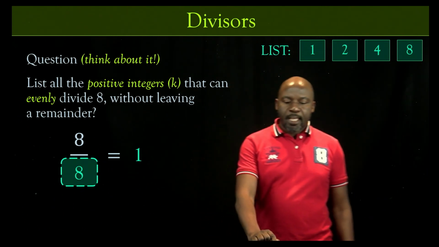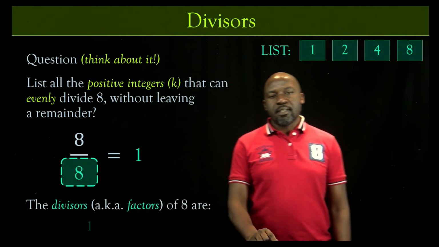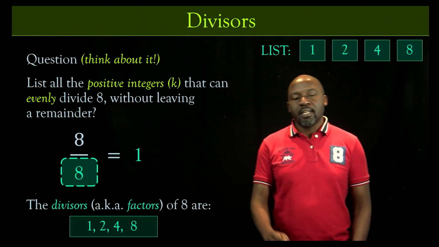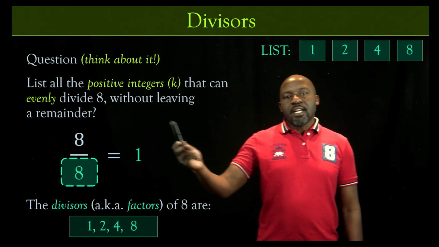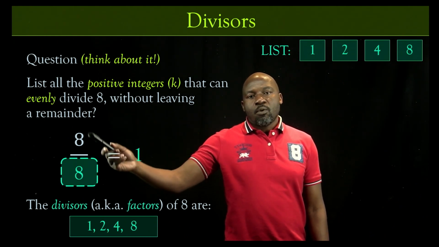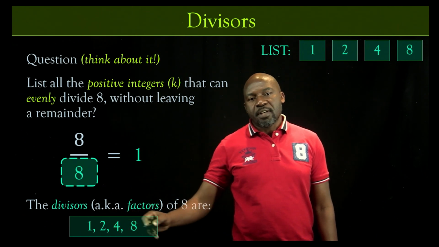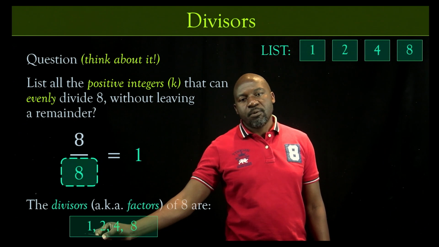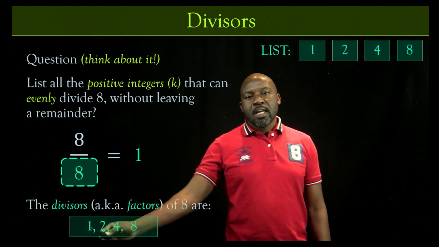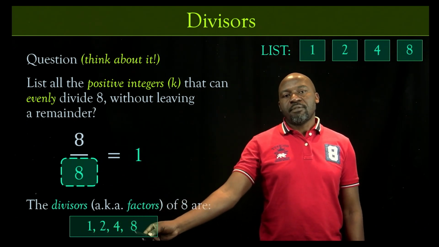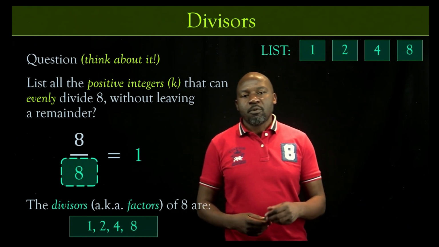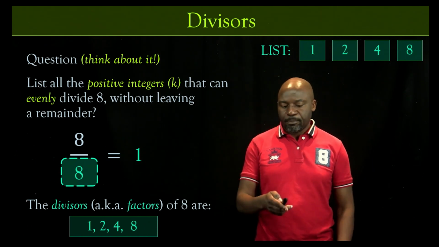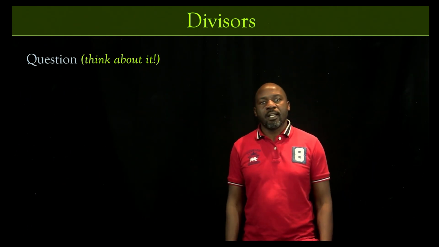Okay? And so we can say that the divisors, also known as factors of 8, are 1, 2, 4, and 8. In fact, among the factors of a number, there will be 1 and the number itself. So 1 is always a factor of any other number, and the number itself will also be a factor of itself. Okay, so a number may have several factors, including 1 and itself. Okay. Let's see another example.